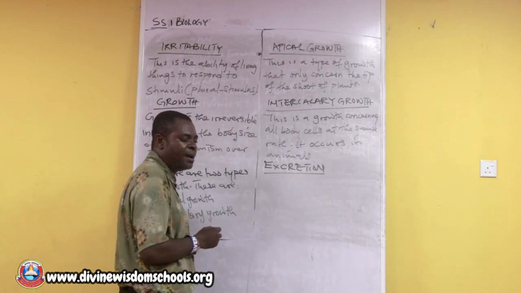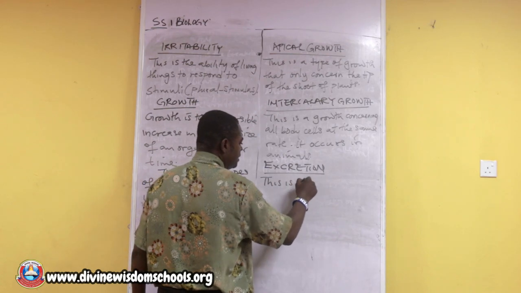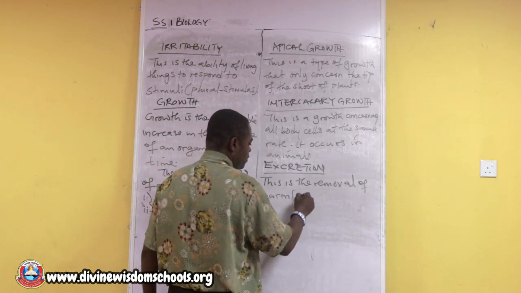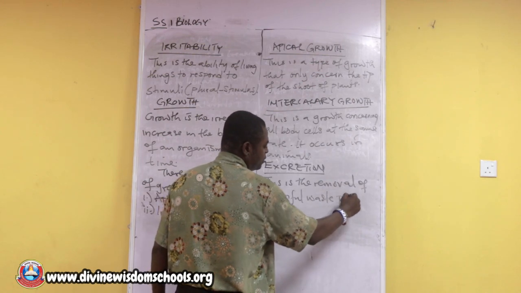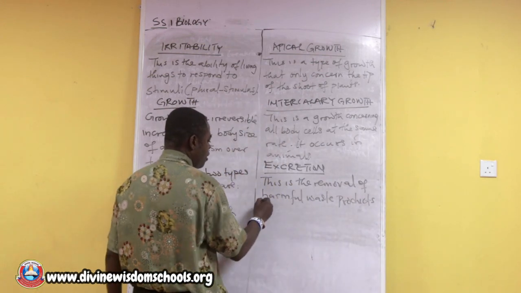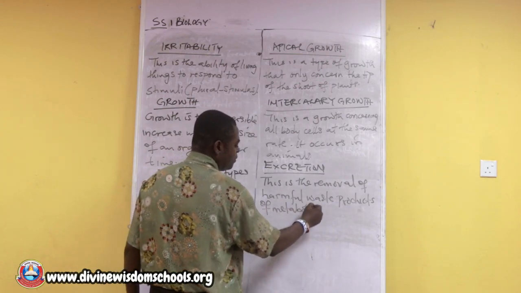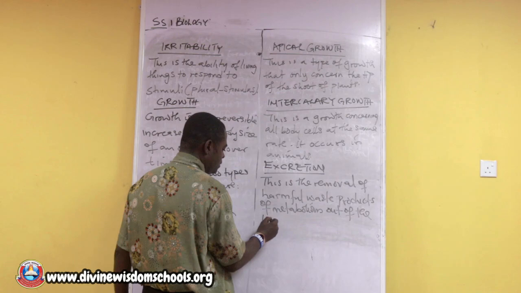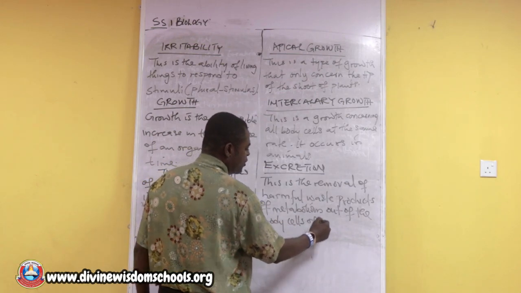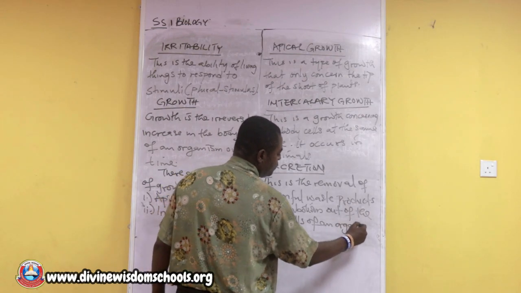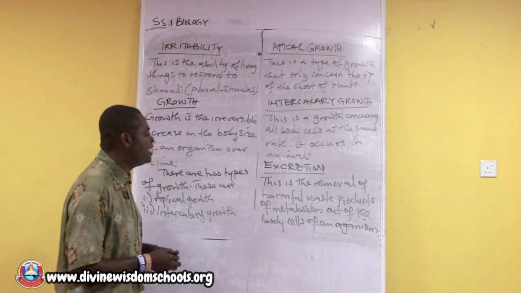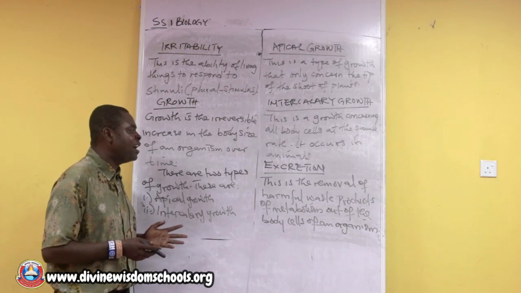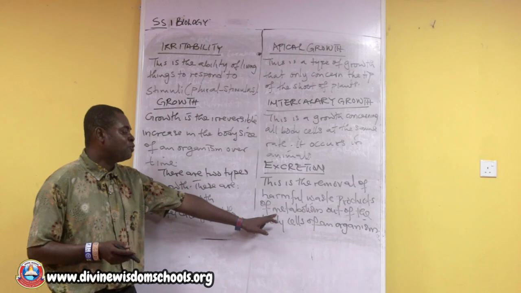Excretion. When we're talking about excretion, this is the removal of harmful waste products of metabolism out of the body cells of an organism. You cannot define excretion and say excretion is the removal of harmful waste products. It's not correct. What I've just defined is egestion. The harmful waste product can be of metabolism.